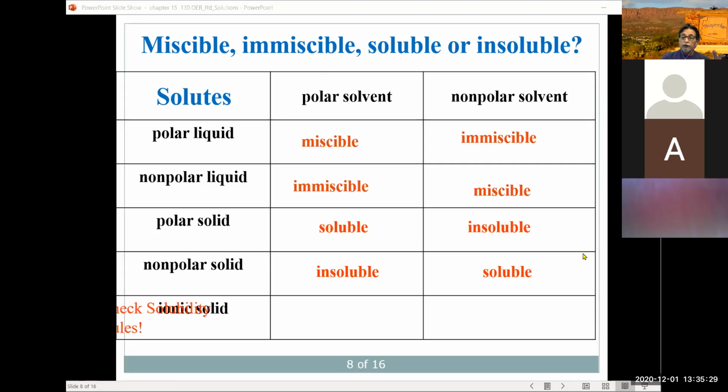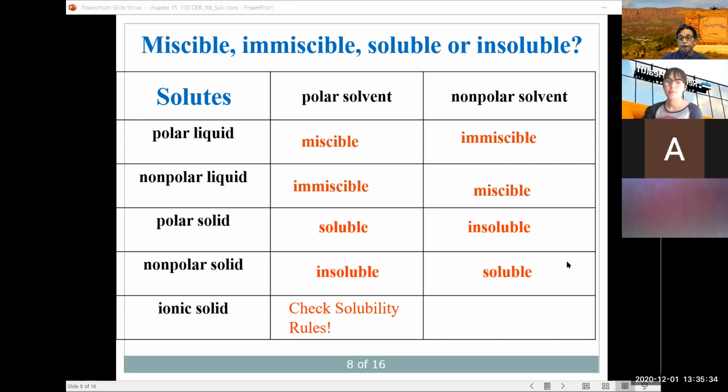Ionic compound, polar solvent, it depends on solubility rules. That's the only way you can answer those. In that case, it would be either soluble or insoluble. But keep in mind with the solubility rules, even though it is insoluble, there's a small amount still in solution. It is a weak electrolyte. And the last one, ionic compound and nonpolar solvent, would be insoluble. Classic example, table salt and say vegetable oil.